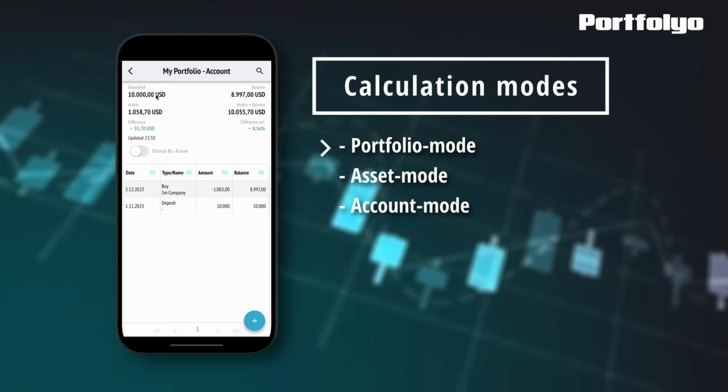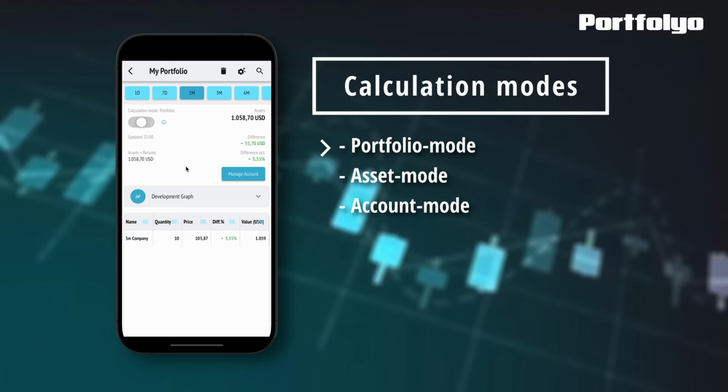Let's start by exploring the portfolio mode. This calculation method displays the development of existing stocks in the portfolio, including historical transactions. It accounts for profits from sales, income from dividends, and other expenses and revenues. As seen here, the development since I purchased them is 5.55%.